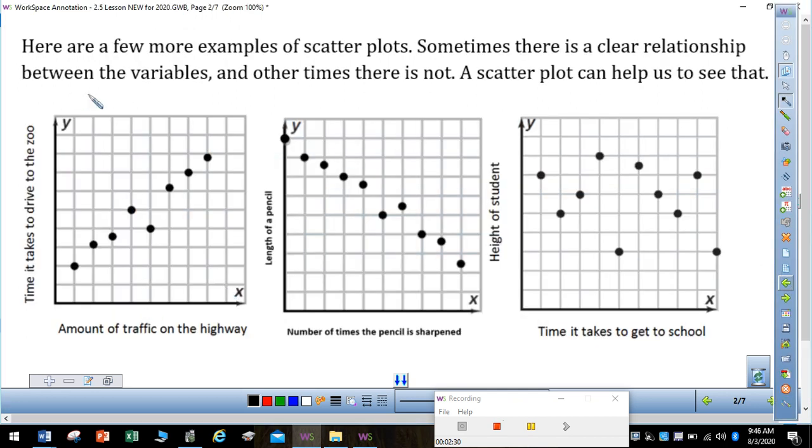So going back to these 2 pictures here, we see the first one is another example of a positive correlation. This is a negative correlation, and the last picture has no correlation.